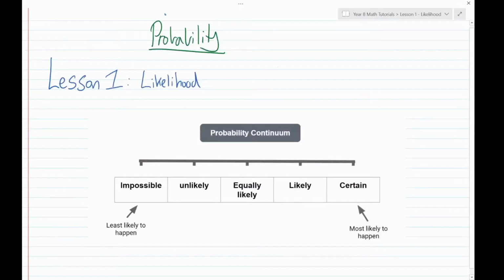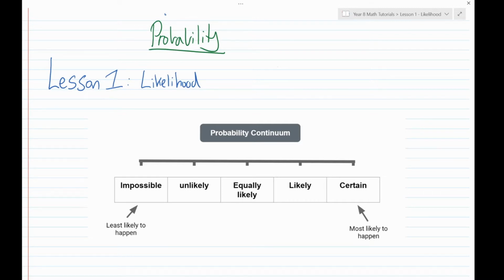Okay, so we're starting a new unit. It's going to be on probability. And look, the first lesson I'd like to actually look at would be just a little bit about how we can describe probabilities using words. So down here I've got a chart. It's called the probability continuum.